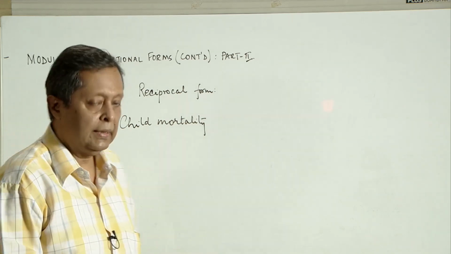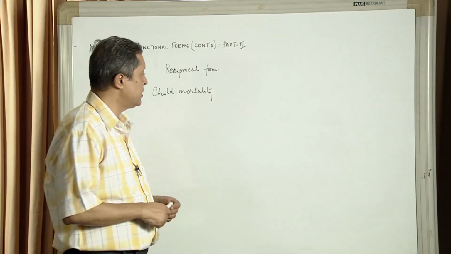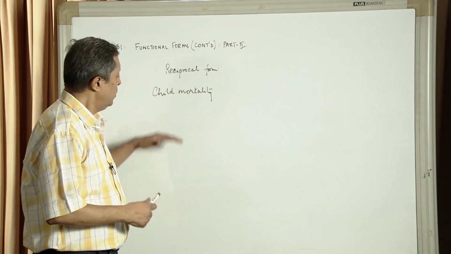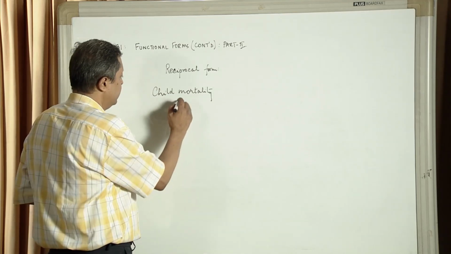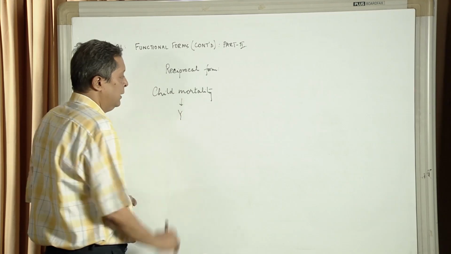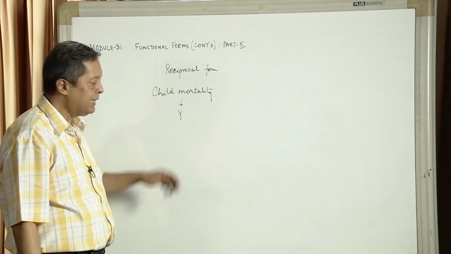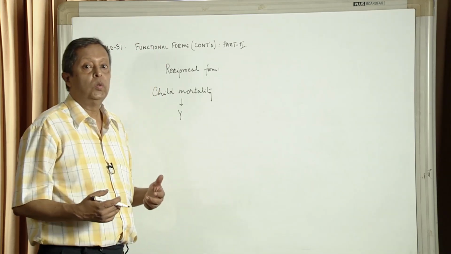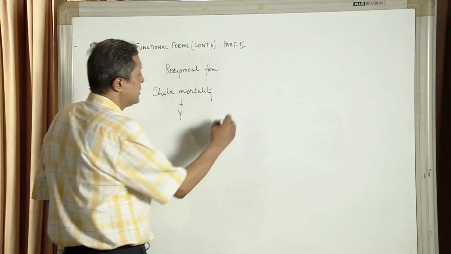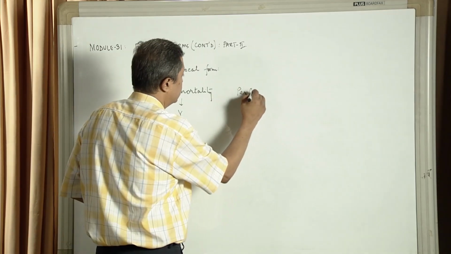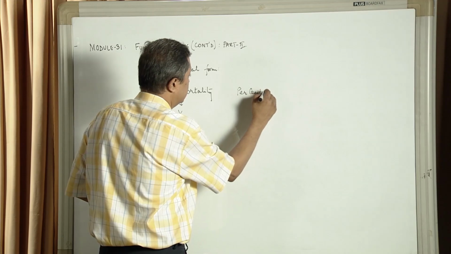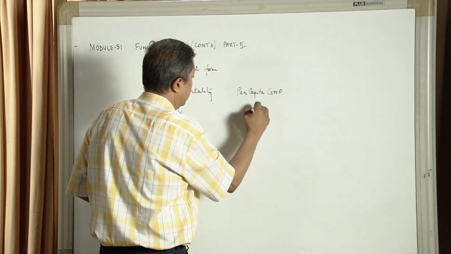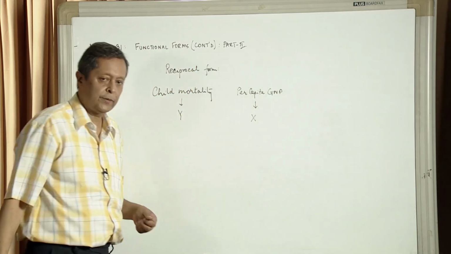We know that as a country develops, as an economy develops, child mortality should fall. So, if we denote child mortality by the variable y, then this child mortality should be declining as the economy develops. One variable to show the development of an economy is per capita GNP. So, say that is x.